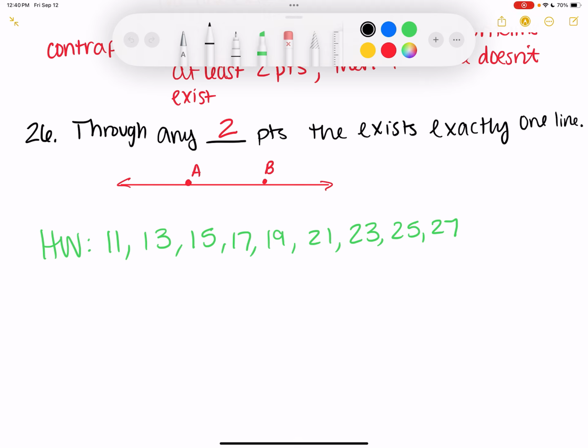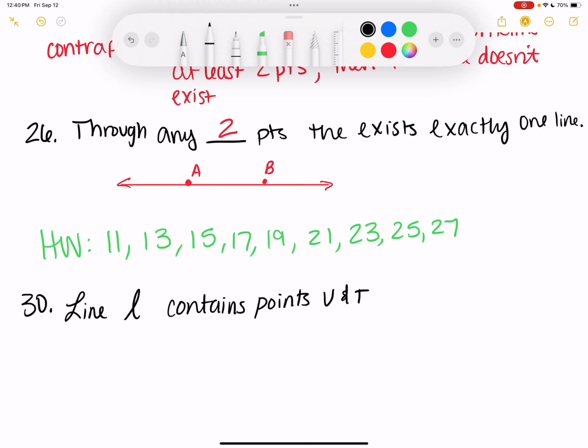All right. So 30 says, since we have time today, I'm going to write this stuff out. Line l, little l, contains points U and T. So obviously there is a picture. We should be able to just take what it's saying and just figure out which postulate goes with it.